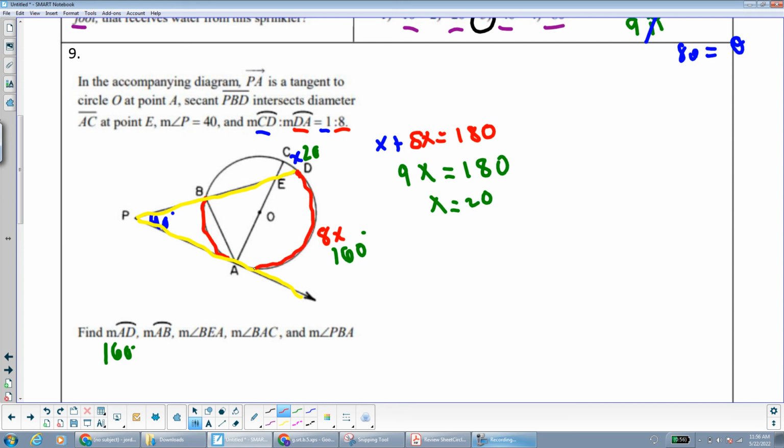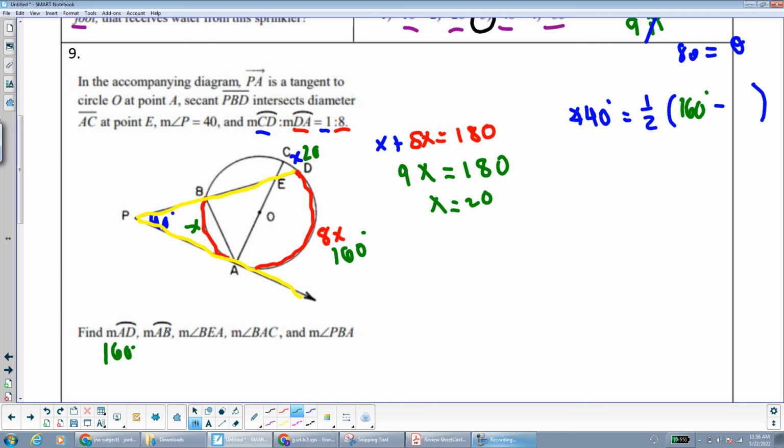arc AD. So remember, anytime you have an outside angle, whether it's formed by a tangent and a secant, 2 tangents, or 2 secants, an outside angle is equal to half the difference of the intercepted arcs. So I know that the 40-degree angle is equal to half the difference of big arc minus small arc. So big arc we found before was 160. That was what we found in part 1. That was arc AD.